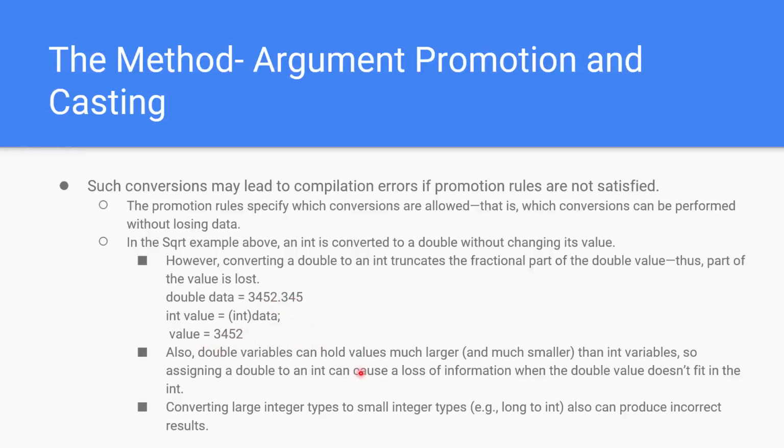Also, double variables can hold a much larger value than int variables, so that can also cause a loss of value or a loss of information as well. Converting large integer types to small integer types can also produce similar results. Anytime you go from a large data type that has a lot of sections of memory to a data type that is smaller with fewer sections of memory, you risk that data loss or some kind of a conflict.